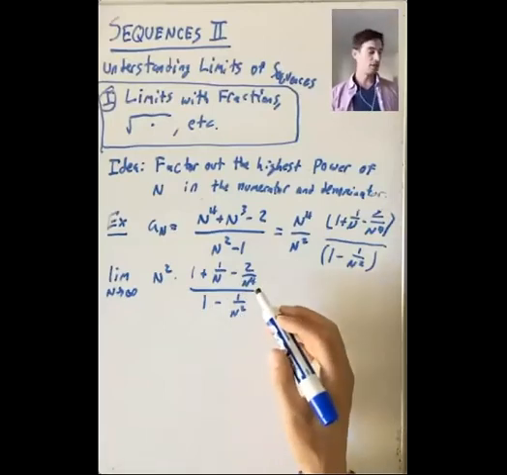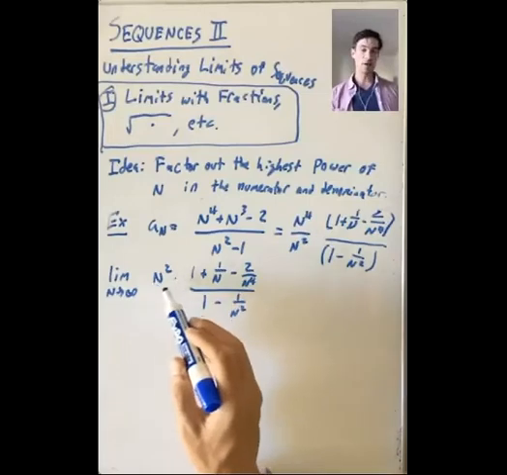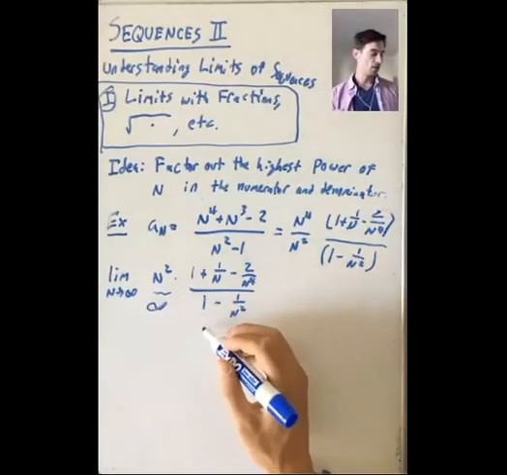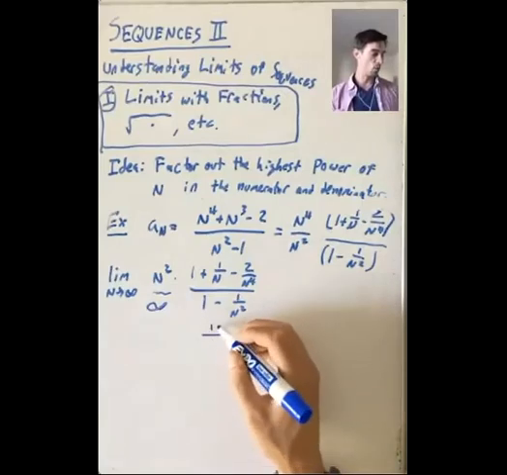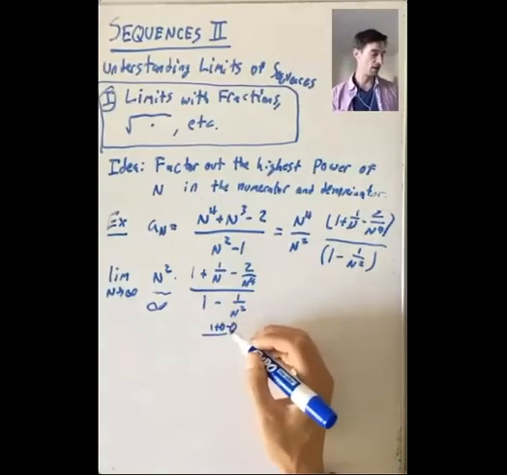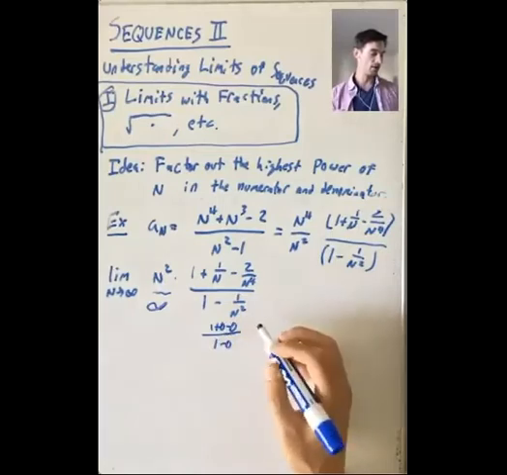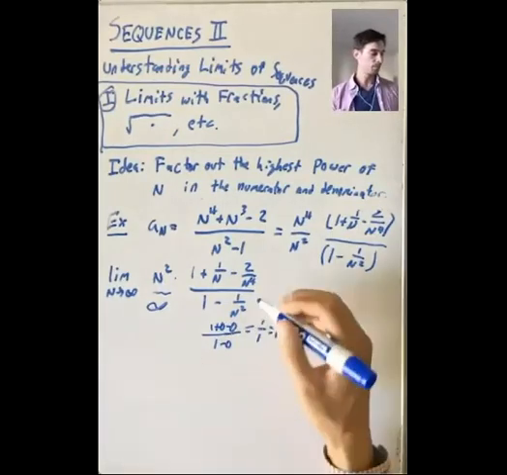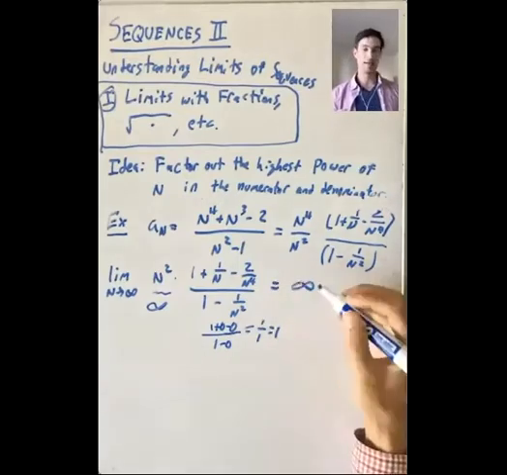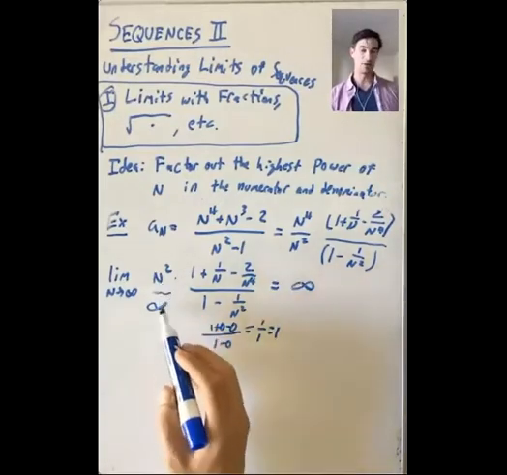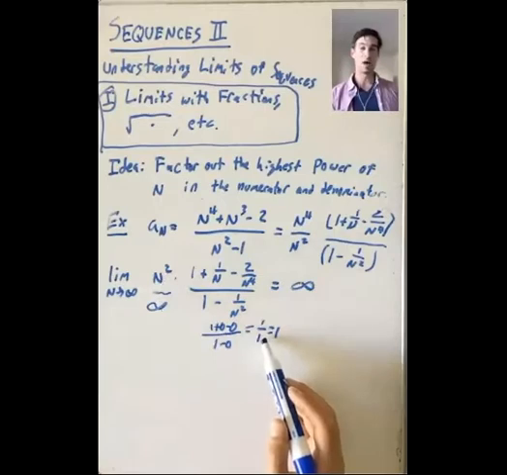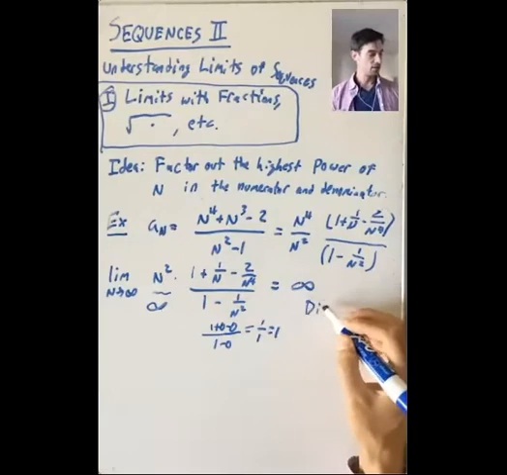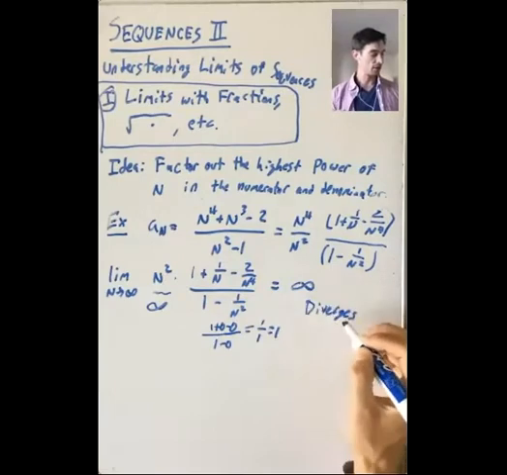So as n goes to infinity, n^2 goes to infinity. This is going to infinity. And the rest of the limit is going to something like (1 + 0 - 0) over (1 - 0), which is just 1 over 1, which is 1. So this limit is something going to infinity times something going to 1. So this is infinite. So this sequence diverges.